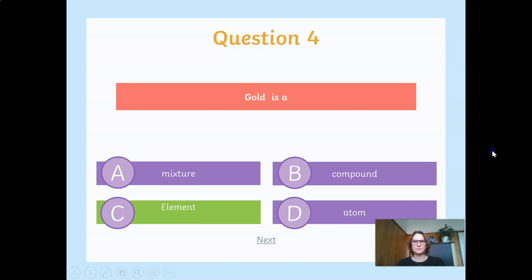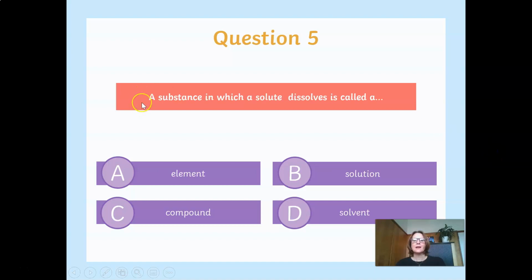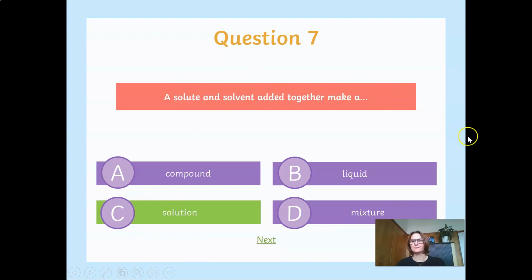Pure substance. A substance in which a solute dissolves is called a, this is coming back from grade 6. The substance in which a solute dissolves is called a, you should see it straight away, it's a solvent. A solute and a solvent added together make up a, do they make up a compound? Do they make up a liquid? Do they make up a solution? Do they make up a mixture? A solute and a solvent added together make up a solution.